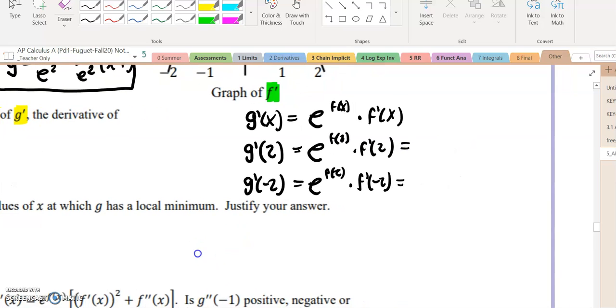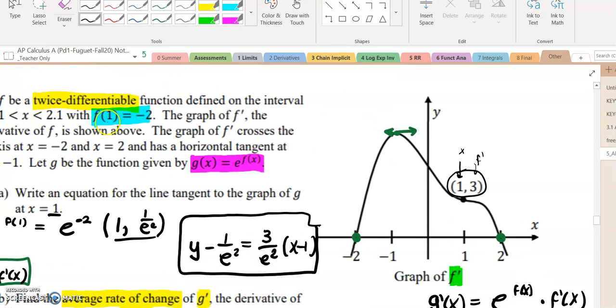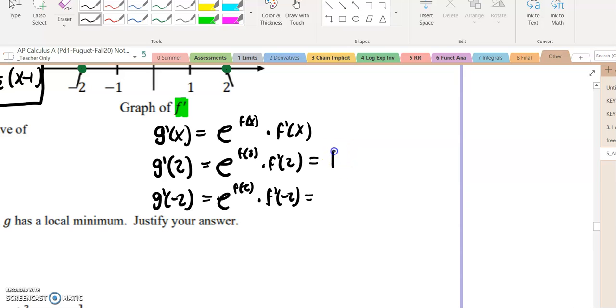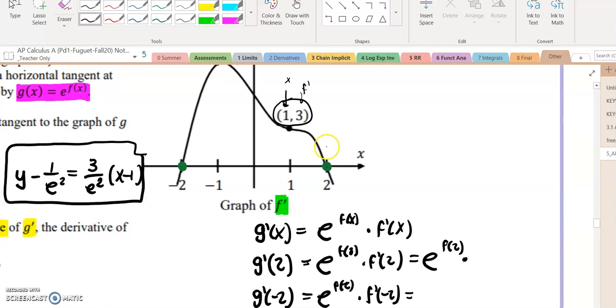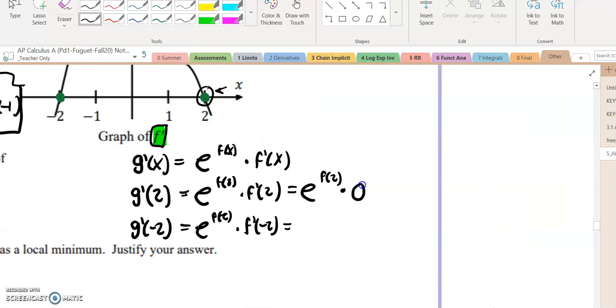Well, e to the f of 2, we don't actually know anything about f of 2. The only value from the original function that I know was f of 1. So that's sort of a problem, except for the fact, so let's just write that in for now, e raised to the f of 2. We don't know what that is yet. However, f prime of 2, we do know. Remember, this is the graph of f prime. F prime of 2 is equal to 0. F prime of 2 is equal to 0. So because of that, the answer I get is 0.